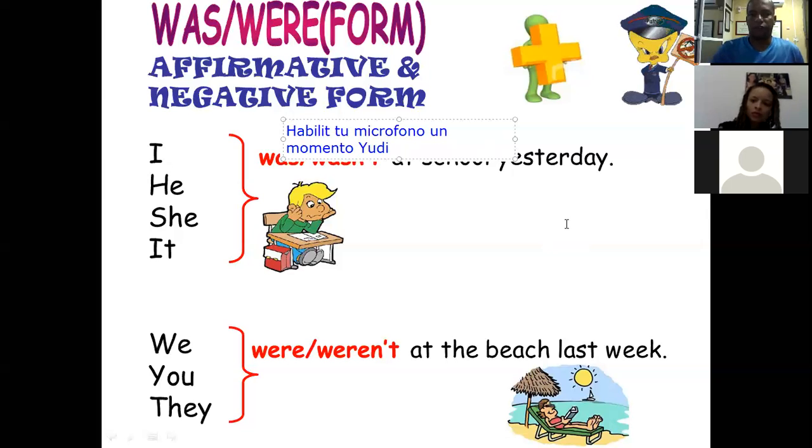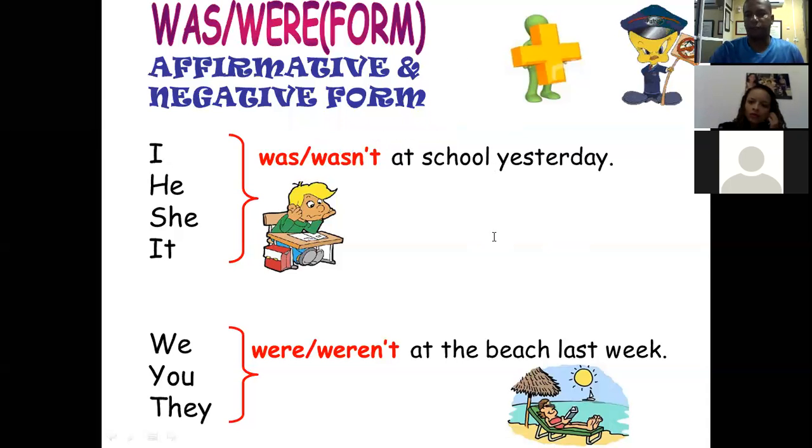Bueno, continuemos. Entonces, Judy, estoy explicando en estos momentos lo de la primera unidad, que es trabajo independiente, el pasado simple.